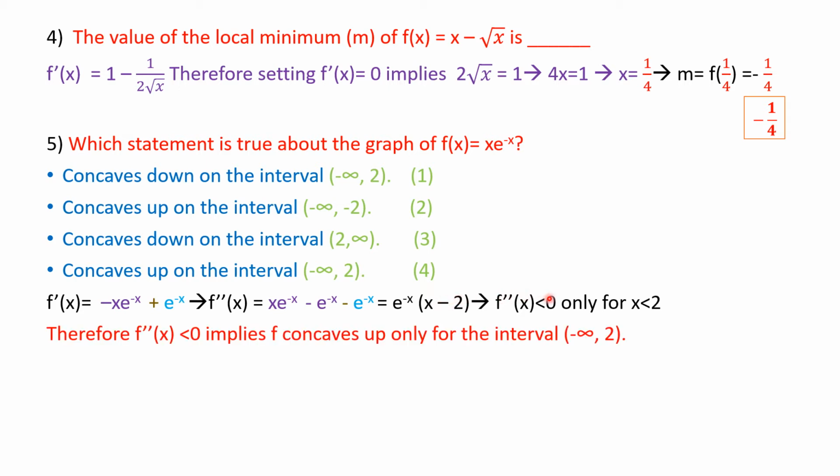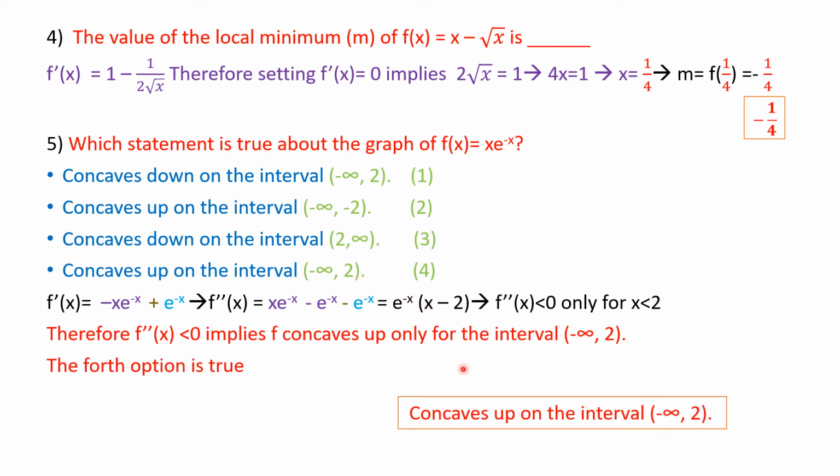So what does it mean to say the negative value? Whenever f double prime of x is negative, it implies that f concaves down only for the interval from negative infinity to 2. And for that, we can see that the answer is going to be the last one, which is concaves up on the interval negative infinity to 2. And that's the correct answer. That's the true answer. Let's go to the next question.